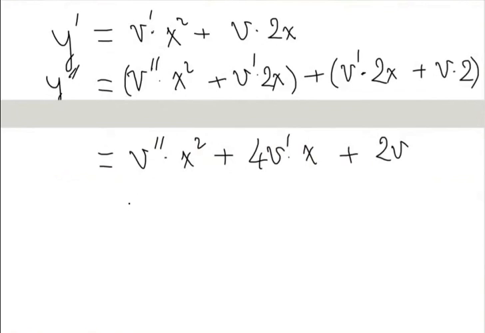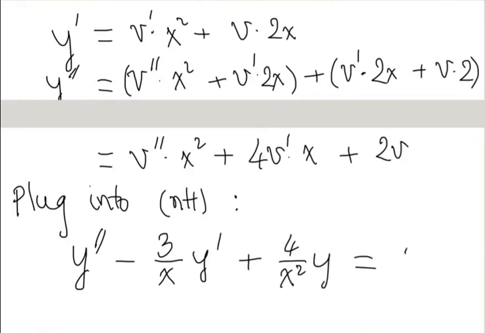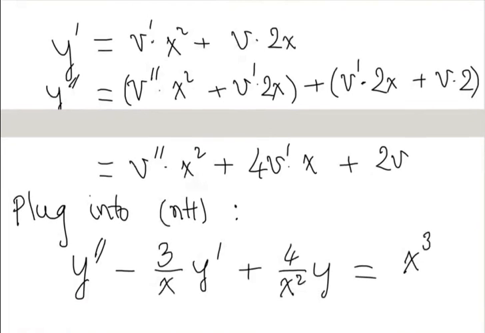Because we only have one new unknown v, we don't have two equations like in the method of variation of parameters. Now we will plug into the non-homogeneous equation. And recall the non-homogeneous equation is like this: y double prime minus 3 over x y prime plus 4 over x squared y equals x cubed.